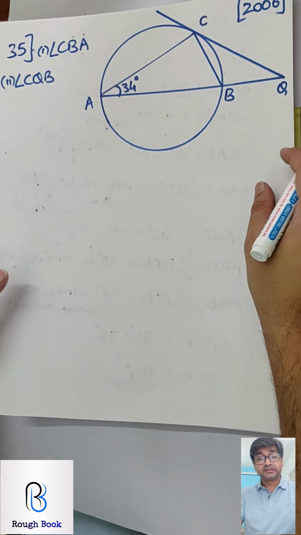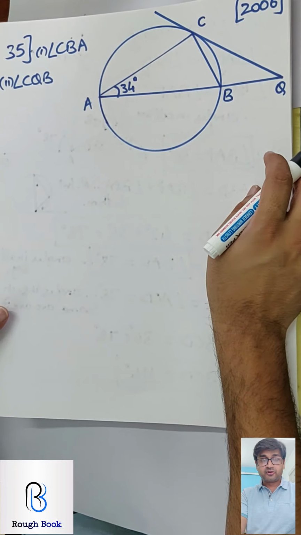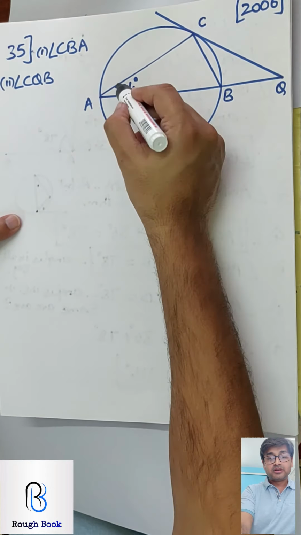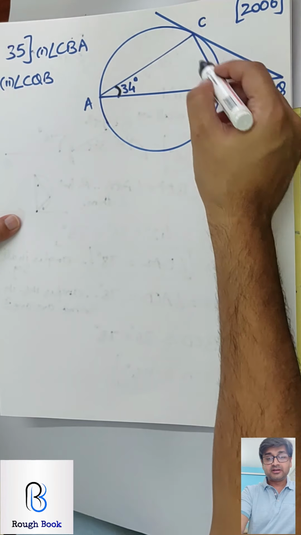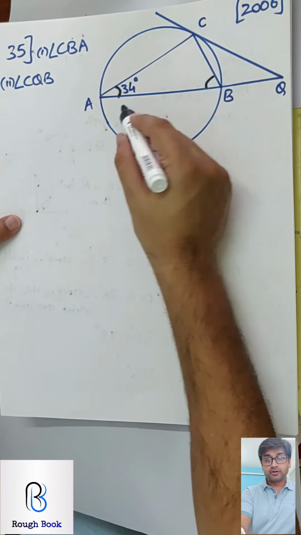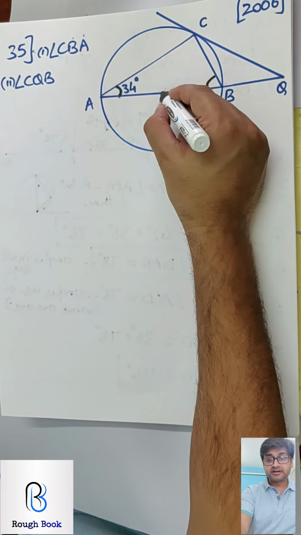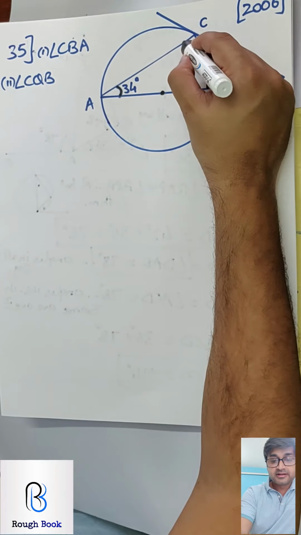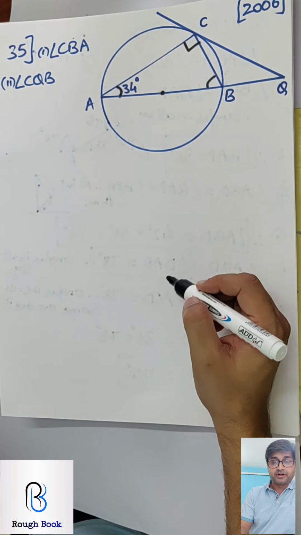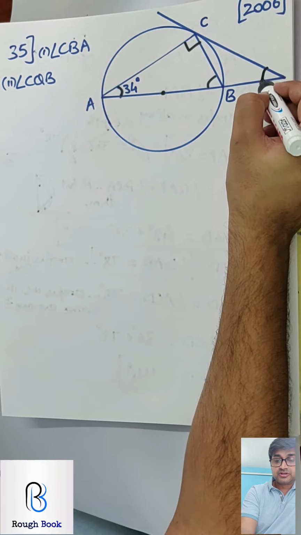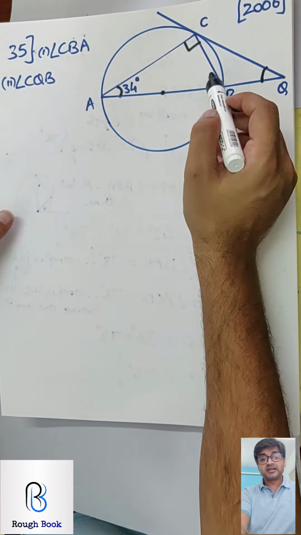Question 35. This is a 2006 board question. Let's see if you are capable of the board question now. This is given to you, 34. CBA. I don't know whether this is the diameter. Let me just check. Yes, AB is a diameter. So damn simple now. Take this 90, get this angle by some property, and then CQB, which is here. We'll talk about that later. First let's get this one.